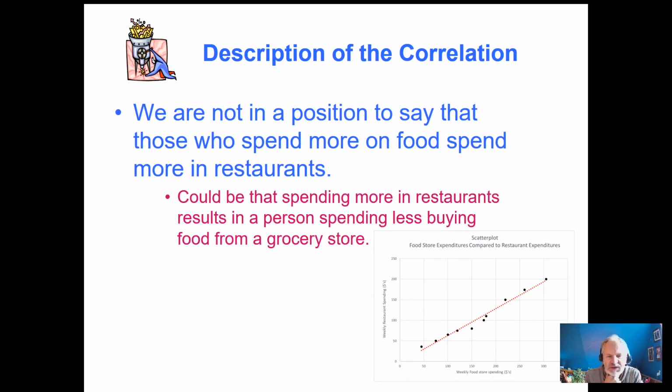Now, we are not in a position to say that those who spend more money on food, that causes them to spend more in restaurants. Could be, we could have had the opposite relationship. I know those who spend lots in food stores spend less in restaurants, but I can't say that there's a causal relationship, in that if you spend more on food stores, that causes you to spend more in restaurants, or even vice versa.